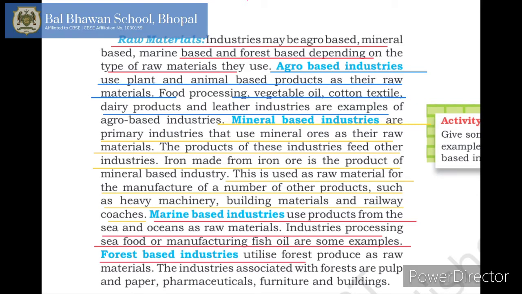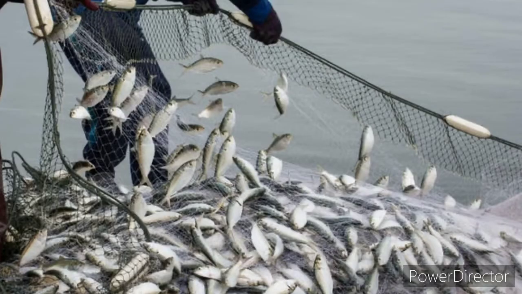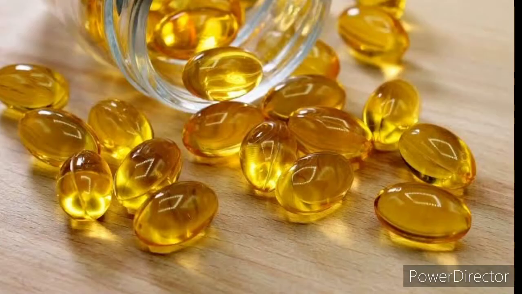Now, the next one is marine based industries. These industries use products from sea and oceans as raw material. Industries processing seafood or manufacturing fish oil are some examples.